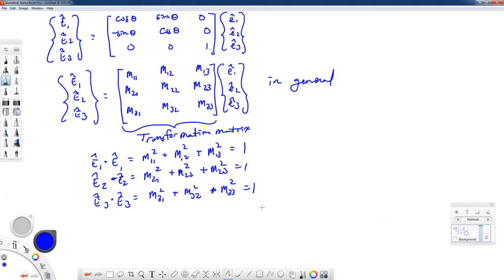There are some interesting properties, though. The inverse of the transformation matrix is equal to the transformation matrix transposed. So if we have this matrix Mij, the transpose of that matrix is equal to the inverse of that matrix. We can write the transpose of Mij as the components Mji.